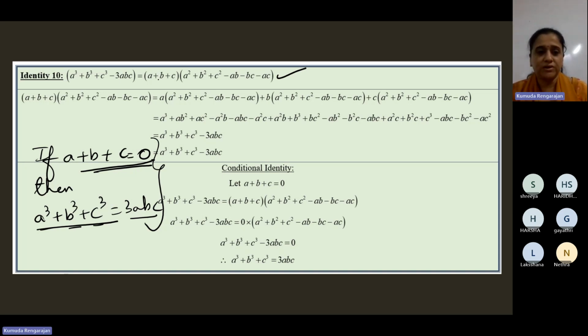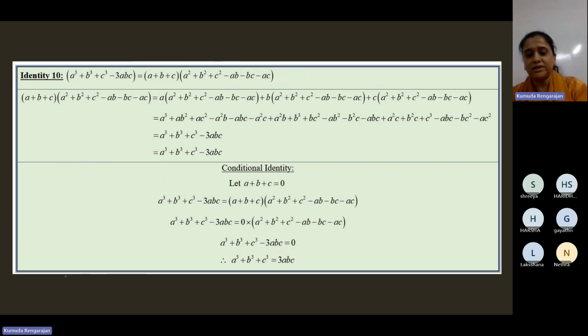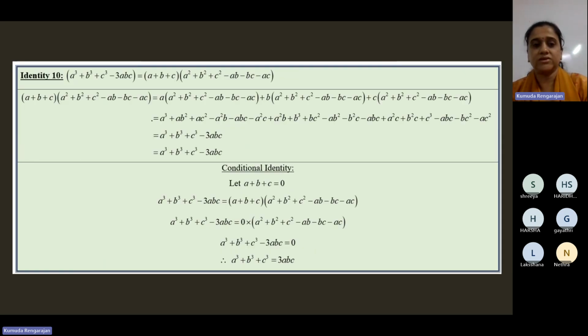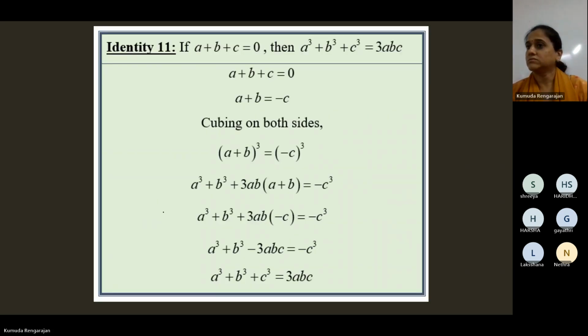Like what I just explained, if this is 0, then this whole thing becomes 0. And when you transpose this, you get a cube plus b cube plus c cube is equal to 3abc. But it can also be derived independently, without the help of this identity, like this. The conditional identity is: if a plus b plus c is 0, then a cube plus b cube plus c cube is equal to 3abc.